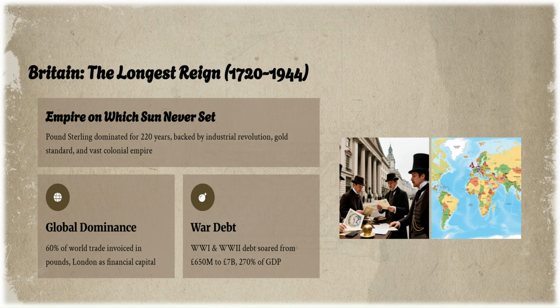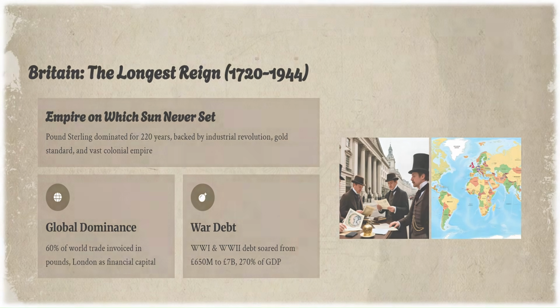The British pound sterling, backed by the Industrial Revolution, the industrial power of Britain, and its vast colonial empire, became the next global reserve currency for over two centuries, from the 1720s to 1944. It ruled world trade longer than any currency in modern history. At the height of its dominance, the British Empire ruled over 60% of world trade, and all this trade was invoiced in British pounds.